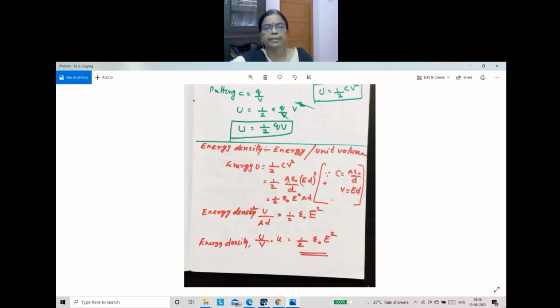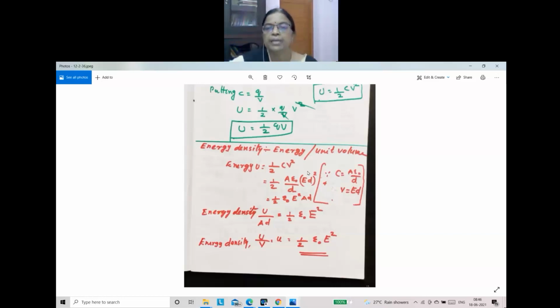Substituting C. What is C? What is C, children? C equals A epsilon 0 by D. What is V? V equal to E into D. Yesterday I told you, E equal to V by D, so V equal to E into D. Okay. V is coming last. The letter E comes first, D also comes first. When they are multiplied, we get the last one.